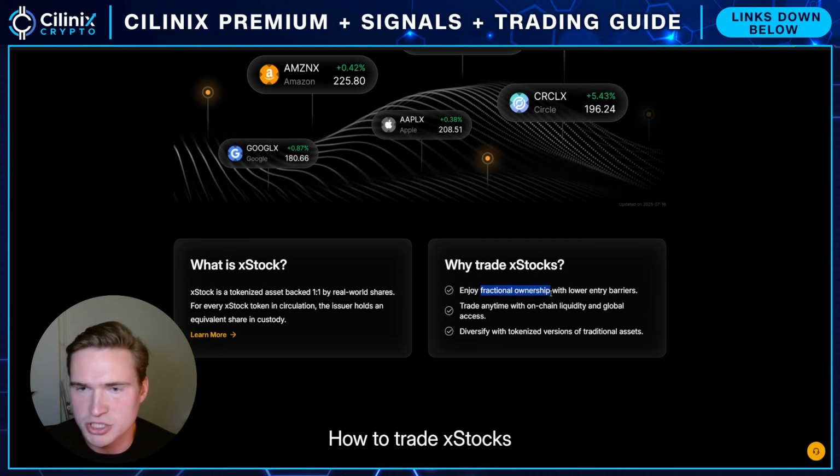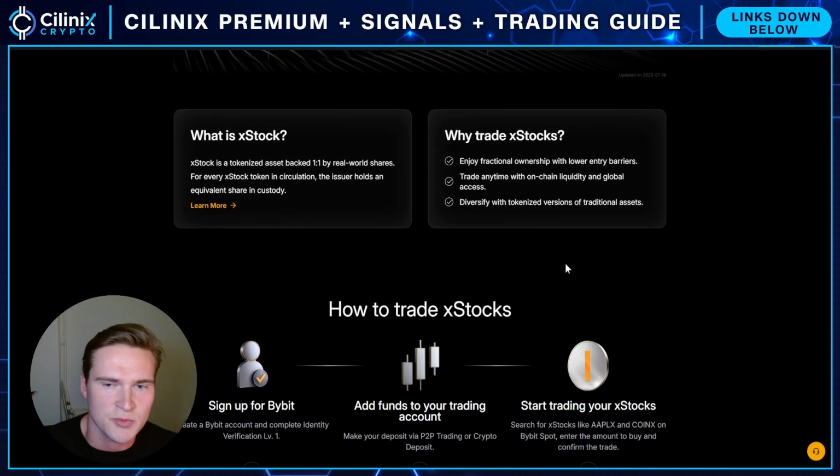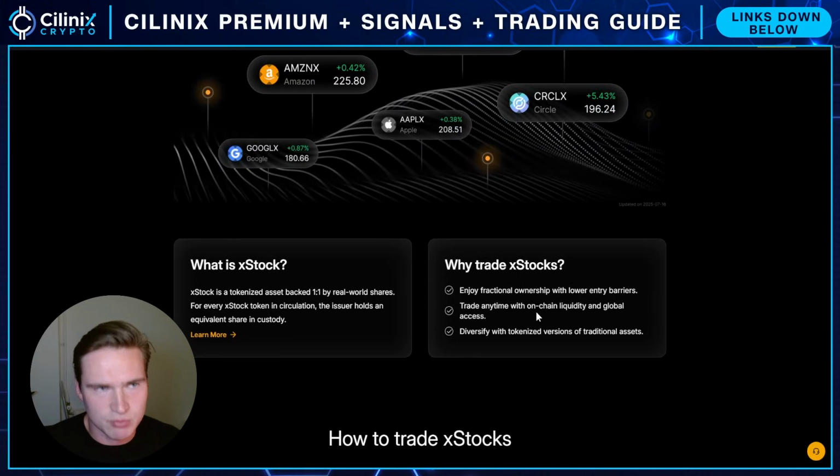It's fractional ownership, right? So you can trade it a little bit more easily. You can trade it anytime with on-chain liquidity and global access. And it's basically a way of diversifying with tokenized versions of traditional assets. There are multiple ways to do this.